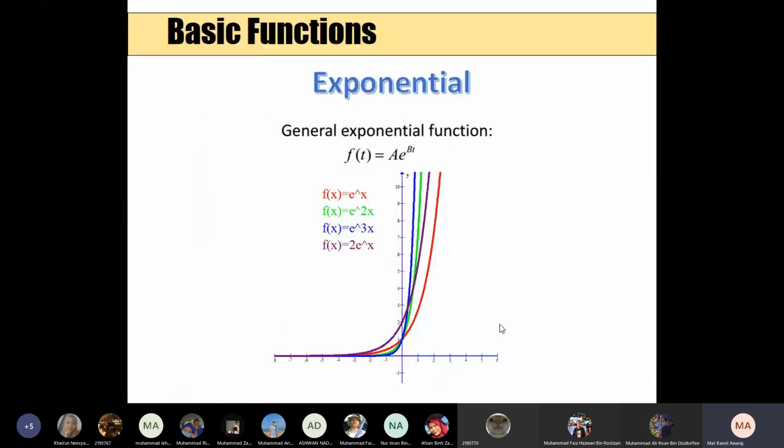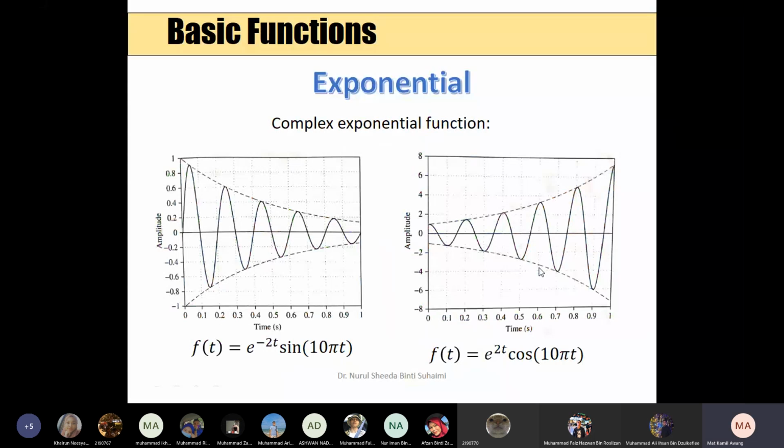It's f of t is equal to a e to the power of bt, where a is the amplitude and b is the rate of decay or rate of growth. Minus is rate of decay. If positive, it is rate of growth. Right? So this one actually you have learned before.